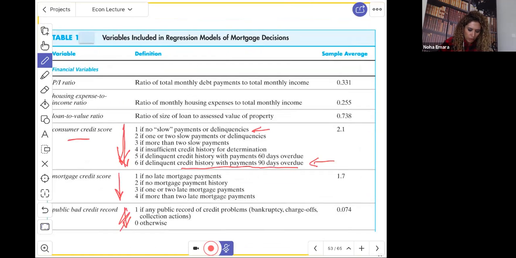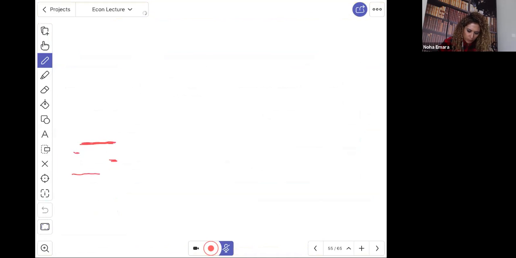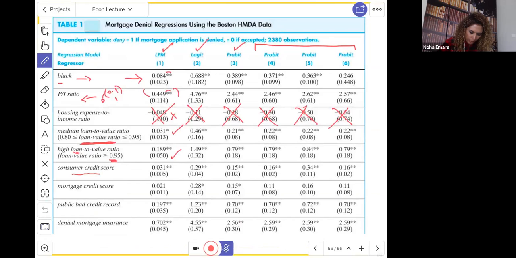No, actually, this is not. This is one if public record of credit problems. Here, if you have a problem, here, if you don't, okay? But this variable and this variable, the higher, the worse. So that's why we would expect a positive significant, because the higher the consumer credit score, the worse is the credit score, and the higher the probability of deny by 3.1%. Again, insignificant, don't worry about analyzing. Just say the coefficient is statistically insignificant. Just pass it.